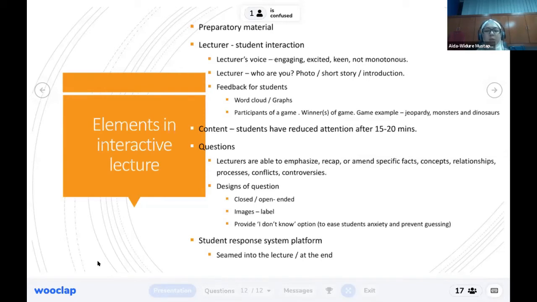And then the student response system, like the one I'm using now, WooClap, you can either sim it into the lecture, or you can use it at the end. So these are all the elements that I think are important in an interactive lecture.